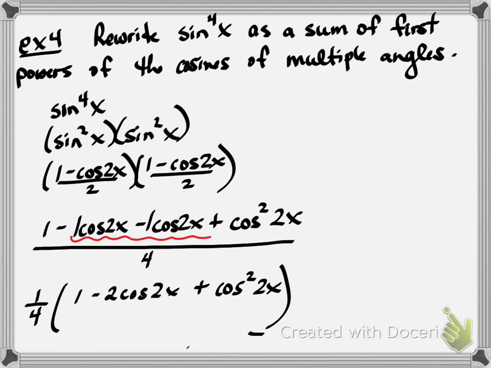Alright, let's see. We're all in cosine, so that's great. They wanted multiple angles, but they want the sum of first powers of cosine. So this one's a sum of a first power of cosine, just a double angle, which is the multiple angle they want. So this is the only one we need to rewrite. So this is going to be 1/4, 1 minus 2 cosine 2x. Those are fine. But we'll use the power reducing formula for cosine squared.